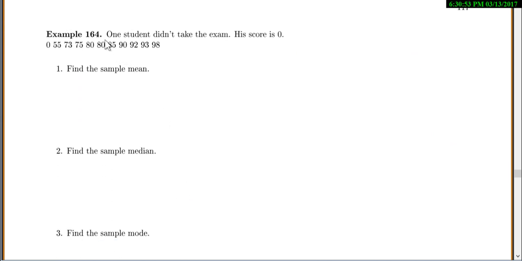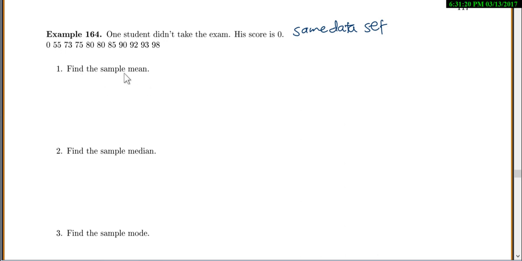So let's try it again. If you turn the page, notice this is the same data set. But one student didn't take the exam and his score is 0. Now this happens all the time when you guys take exams and someone skips it, and I go to find the average in Excel and my average is much lower than it should be because there's a 0 in there. So let's see what adding the 0 in actually does.